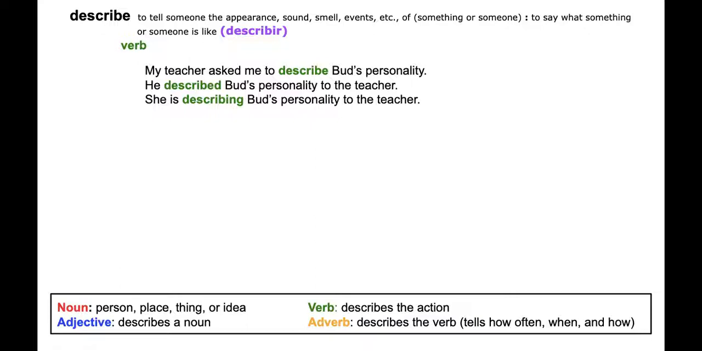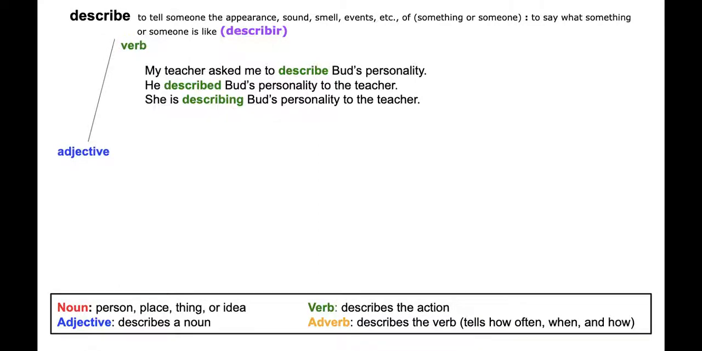My teacher asked me to describe Bud's personality. Or he described Bud's personality to the teacher. Or she is describing Bud's personality to the teacher. Remember, the ed ending tells us it's in the past tense, so that's in the second sentence, and the ing or gerund ending tells us something that's happening right now, which is in the third sentence.